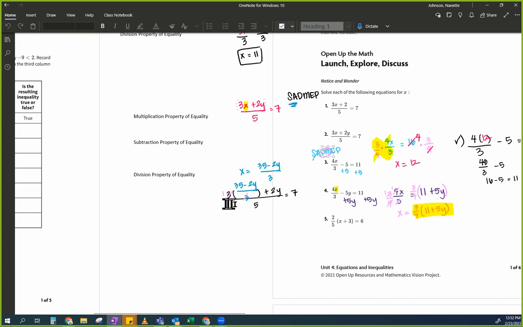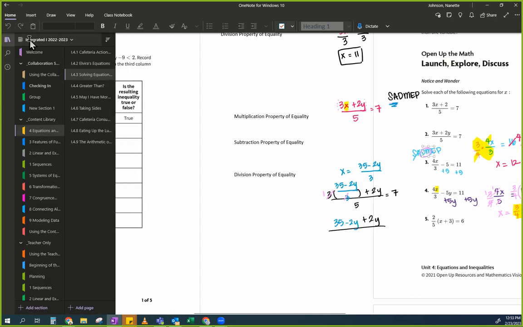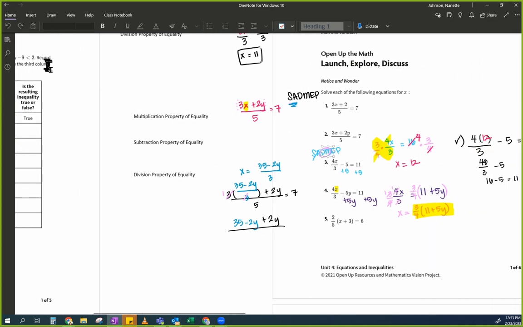So everybody okay with the number 1 here? Okay, so now I see that I have no more parentheses, right? So I have 35 minus 2y plus 2y all over 5. I'm hoping that equals 7. If it doesn't equal 7, then I did something wrong. All right. Now, does anybody see anything that I could do while I'm waiting for my computer to catch up to us? Anybody see anything that I could do?